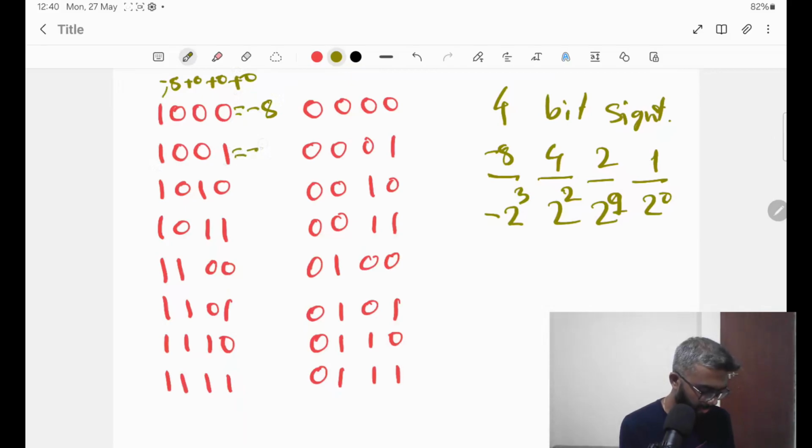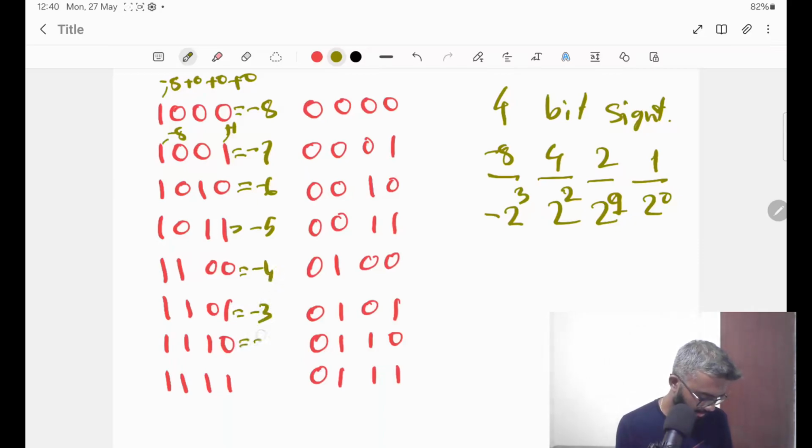This one will be minus 7. Why? Because the value of this bit is minus 8, and this one is plus 1. So minus 8 plus 1 is equal to minus 7. This is how we are going to move forward: minus 6, minus 5, minus 4, minus 3, minus 2, and finally minus 1.